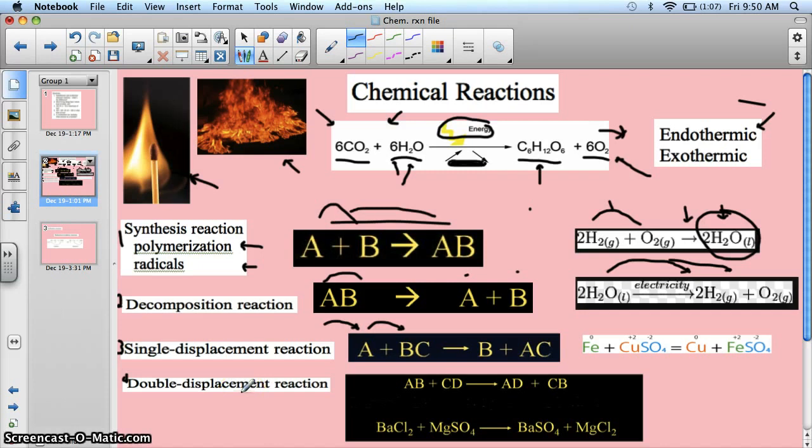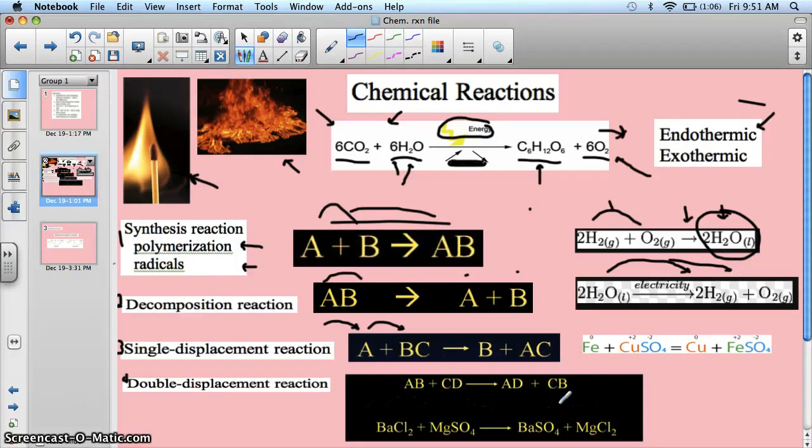A double displacement reaction is where you have A, B, C, and D, which pretty much just completely mix up. So instead of being formed with B, A will now be formed with D, and instead of being formed with D, C will now be formed with B. Just pretty much a swap. It involves 4 different elements as opposed to the 3 different elements of the single displacement. You can see an example down here. We have BA, which used to be with Cl2, and the BA and the Cl2 have been completely split up, just like the Mg, magnesium, and SO4 have been completely split up, and that's the double displacement reaction.